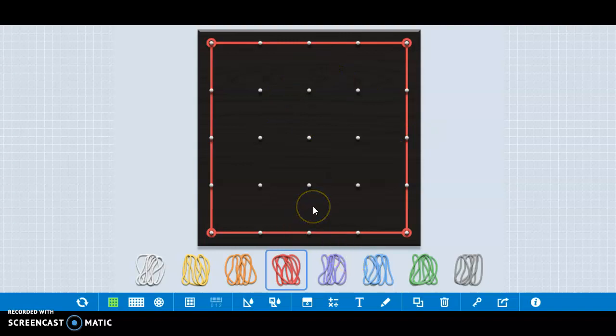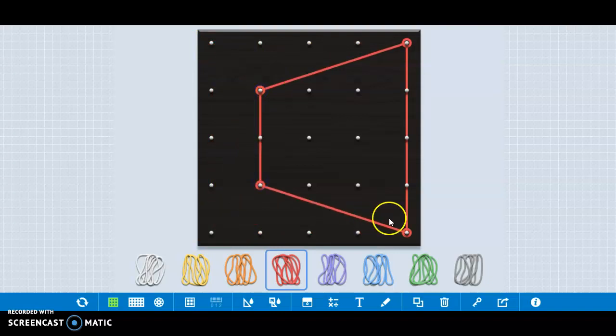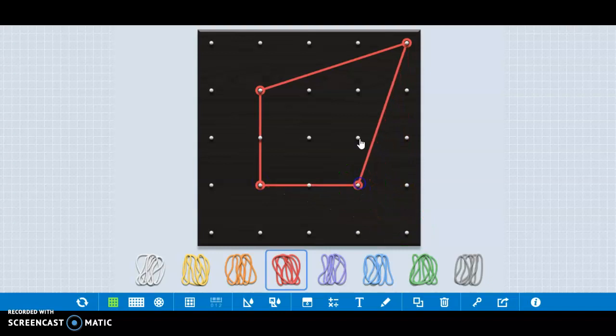Fantastic job. So we've done quadrilaterals, trapezoids, rectangles, and now squares. So what we're going to make next is a rhombus. So if you think you can make a rhombus, go ahead and make a rhombus on your Geoboard. I'm going to give you some time to do that.